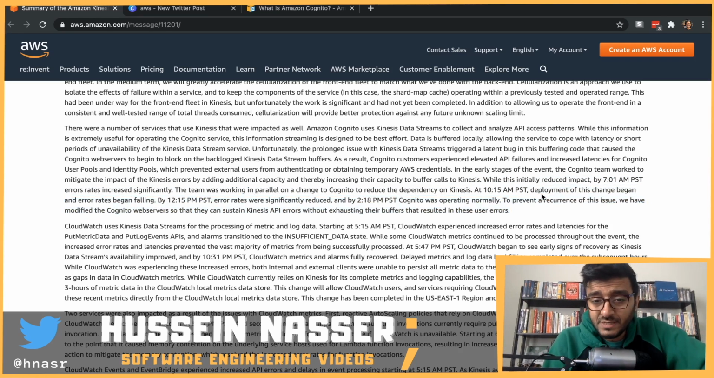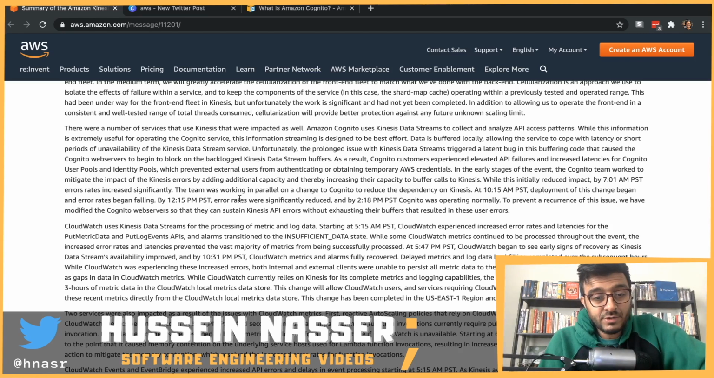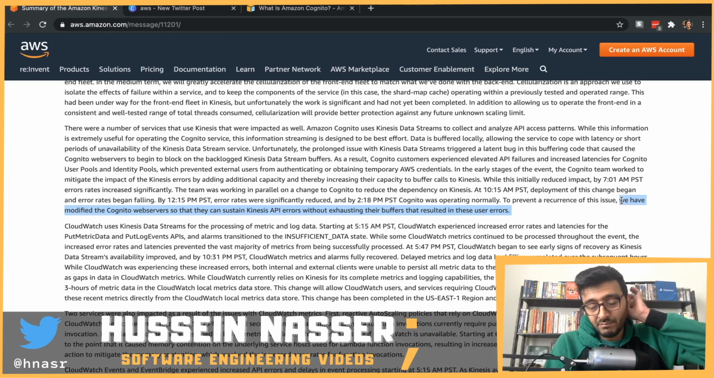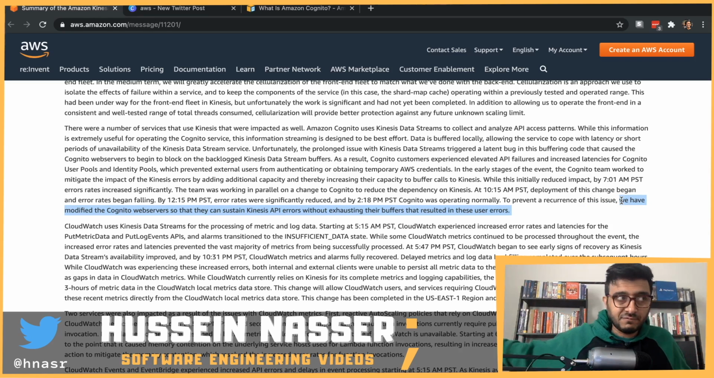All right, let's continue. At 10 a.m. in the morning, deployment of this change began, and errors began falling. By 12 p.m., error rates were significantly reduced, and at 2 p.m. Cognito was operating normally. To prevent a recurrence of this issue, we have modified the Cognito web servers so that they can sustain Kinesis errors without exhausting their buffers. Okay, so they fixed that bug so that even if Kinesis fails, they can still continue normally, which is awesome. That extra server has nothing to do with the main job of Cognito, right? They should be independent. Less coupling.